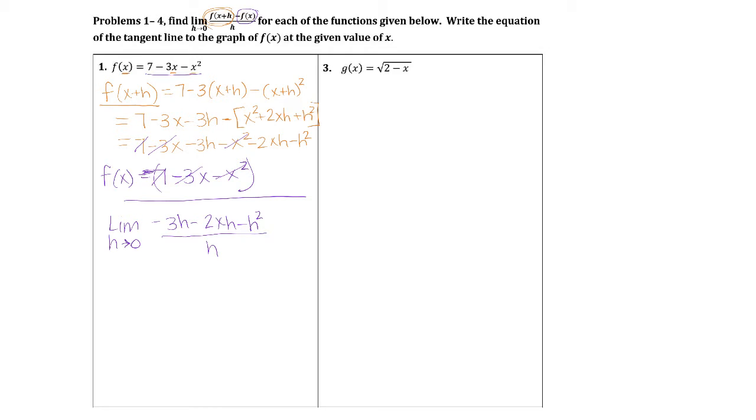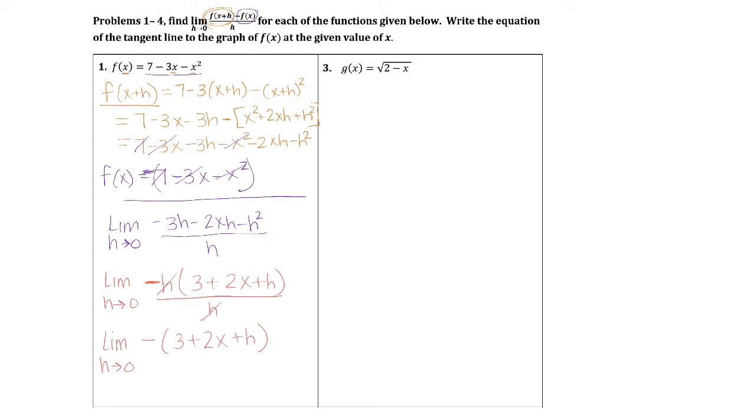Now it looks like I have a GCF in the numerator, so I'm going to factor out that h. So I'm going to have the limit as h approaches 0, and I'm factoring an h out of each part, and we can also factor out a negative if we want, since all the terms are negative. So if I factor out negative h, I have 3 plus 2x plus h, and all of that is over h. Now those h's will cancel, and I'm left with the limit as h approaches 0 of the negative parentheses 3 plus 2x plus h.